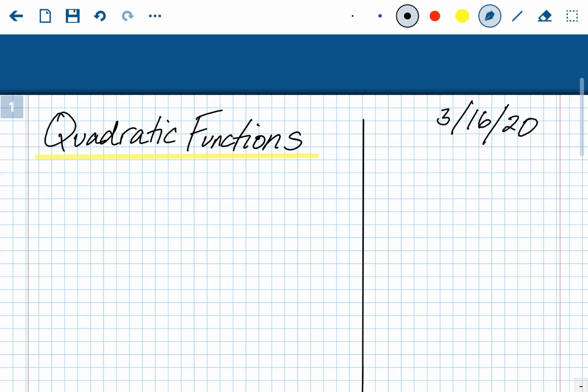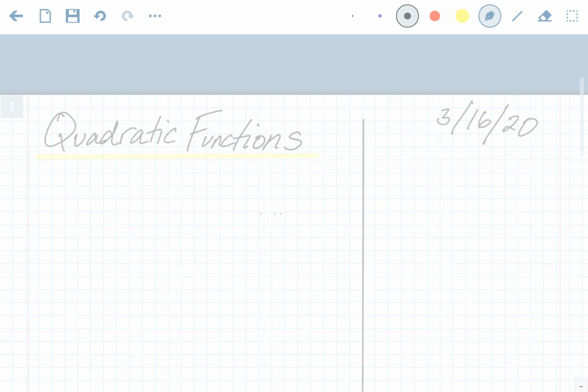So since I'm combining both classes into one, we kind of left off on different spots. So some of you already have these notes down, some of you have part of the notes down. I just decided to redo all of them for this first one. So we started talking about quadratic functions back when we were in session.